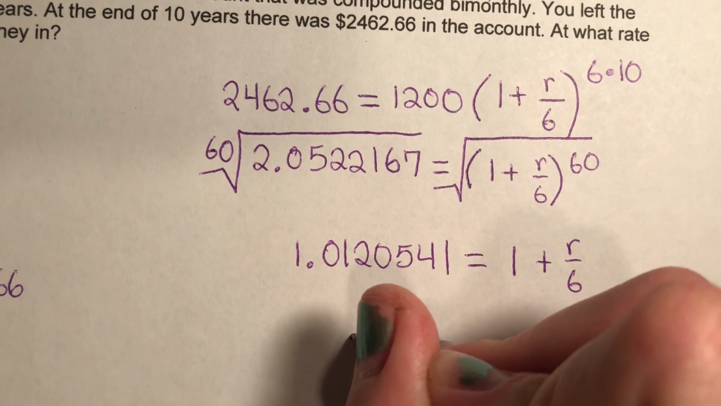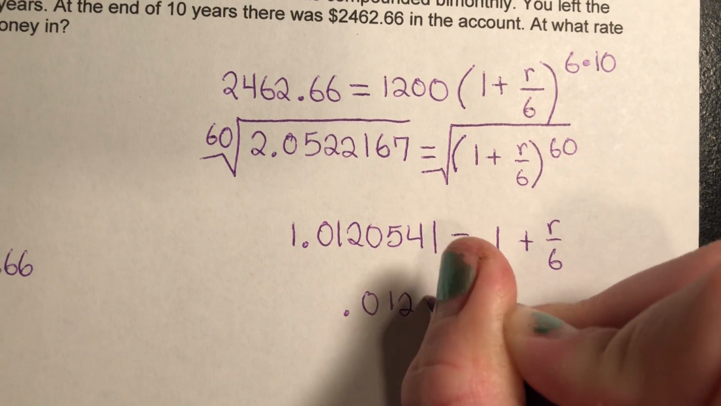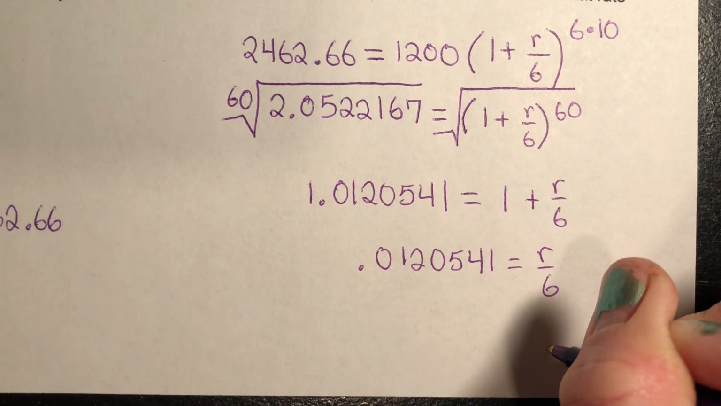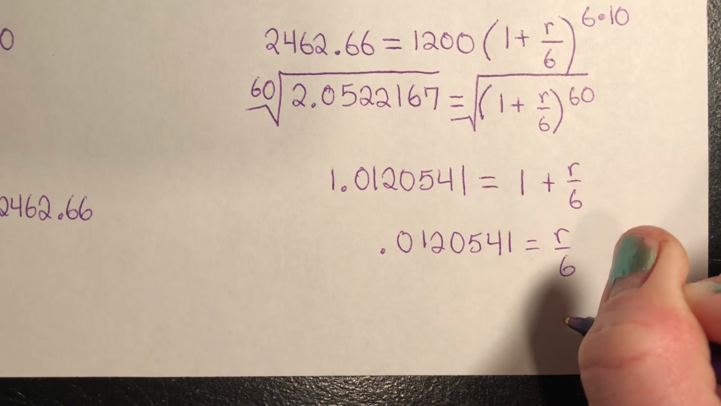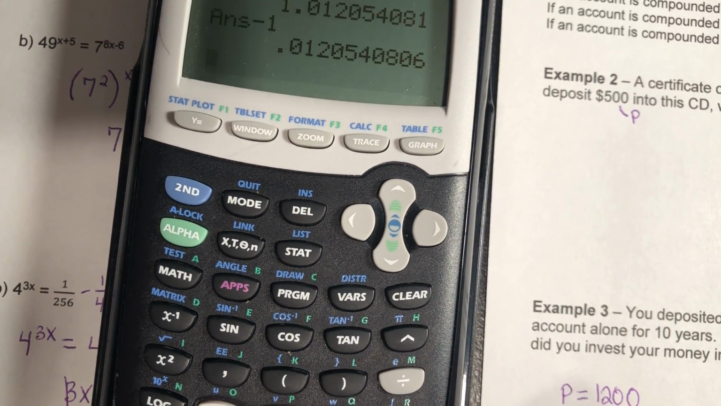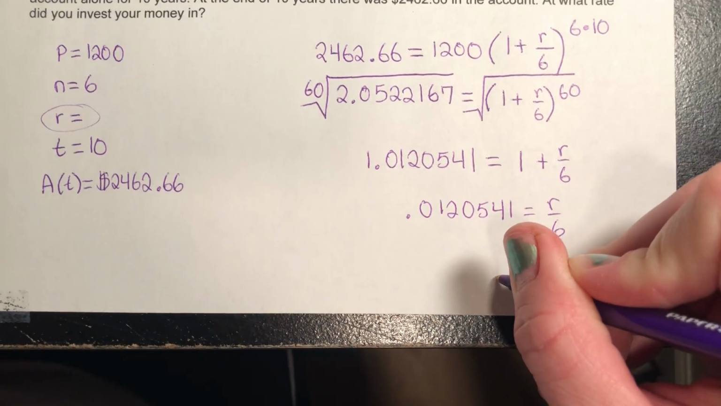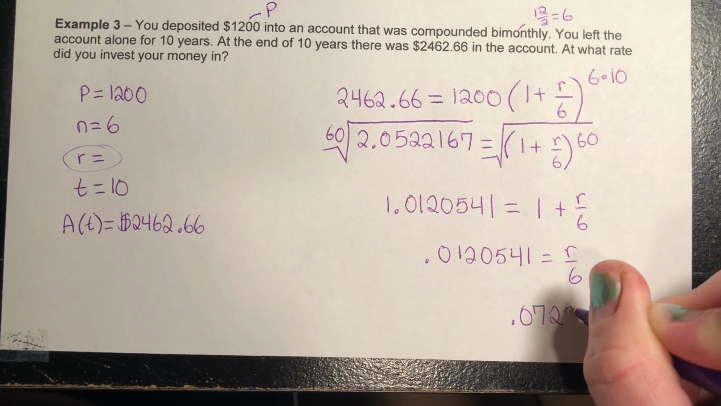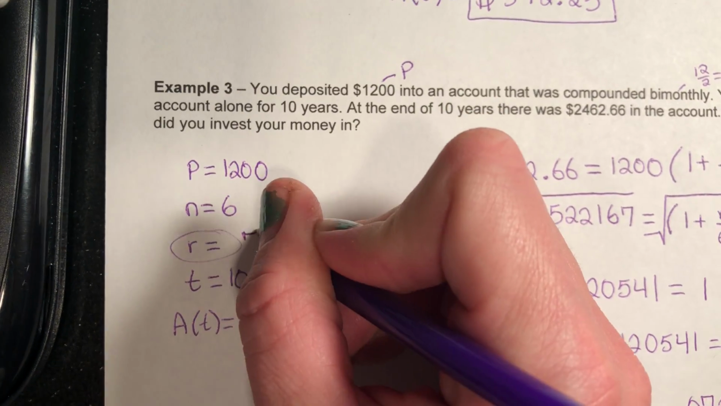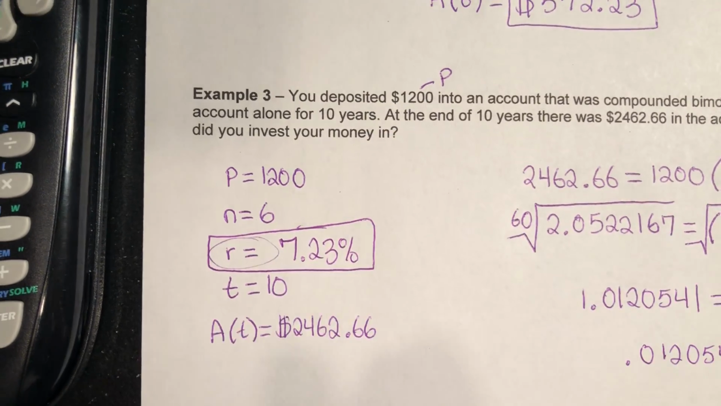We're going to subtract 1 from both sides, which gets us to 0.01200541 equals R over 6. Multiply both sides by 6. So let's see here. Subtract 1 and then multiply both sides by 6. And that is our rate. So we have 0.0723 is equal to the rate, or in other words, that is 7.23%. There we go.